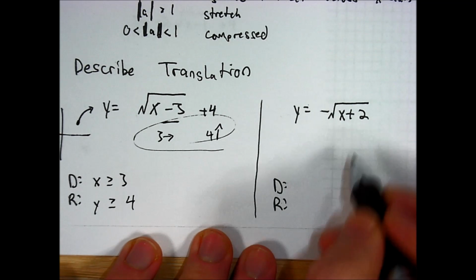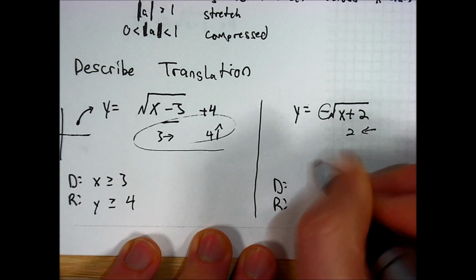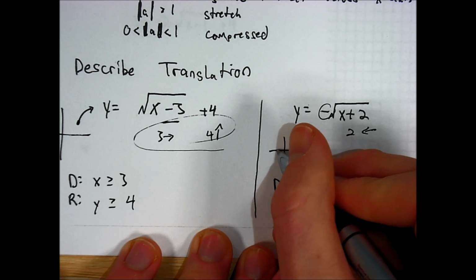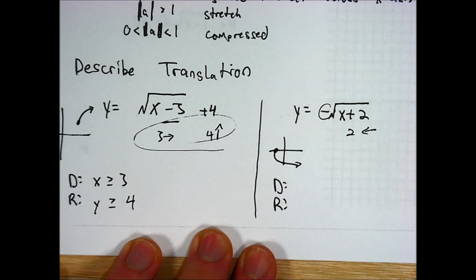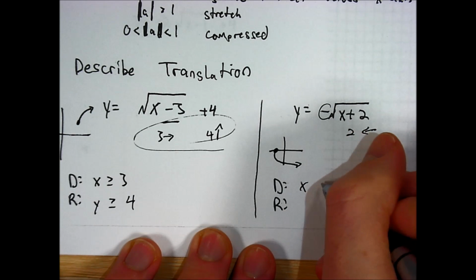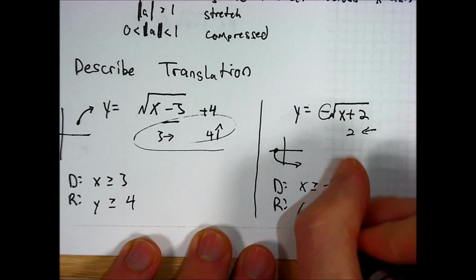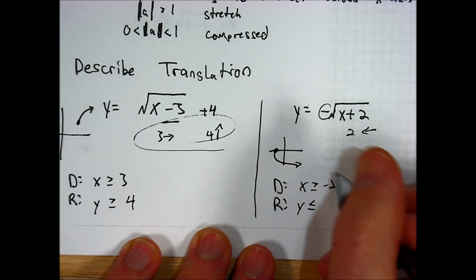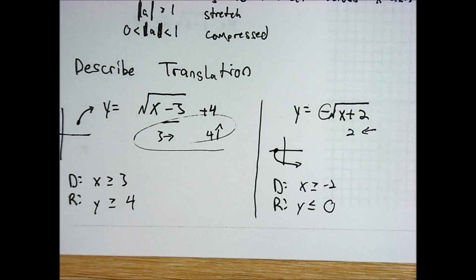Over on this side, this is going to be 2 to the left, and this is a flip. So I'm coming 2 to the left, and instead of going up, I'm going to go down. So my domain, our x is greater than or equal to negative 2. My range, or less than or equal to this time, because of the negative, less than or equal to 0. We're going down.